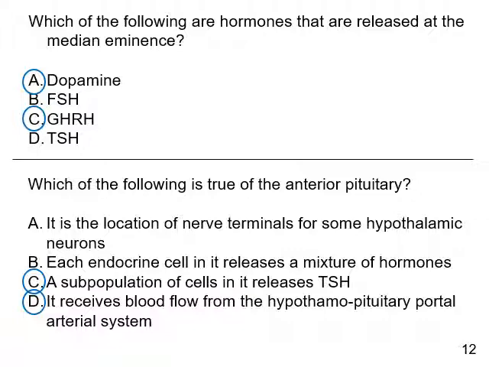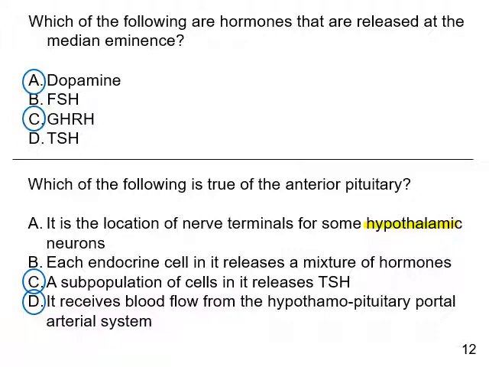Let's see, anterior pituitary. It is not the location of nerve terminals of the neurons from the hypothalamus. This is describing the posterior pituitary. The posterior pituitary is the location of neuroendocrine terminals for some hypothalamic neurons, but the anterior pituitary is not.